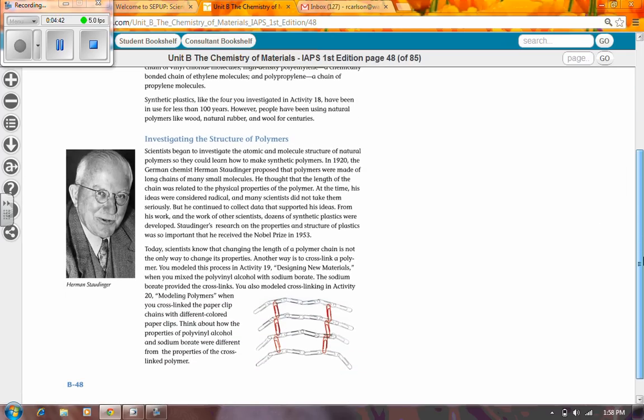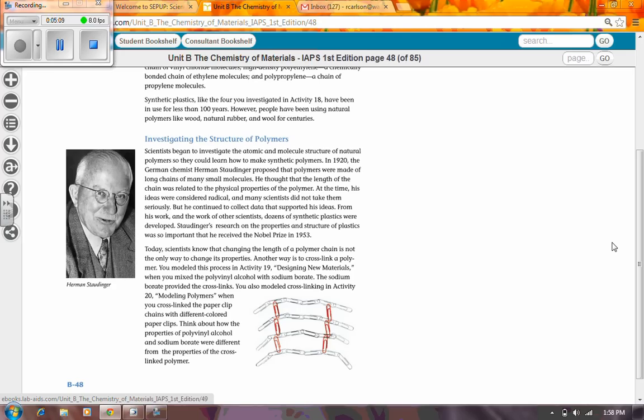And continuing. Investigating the structure of polymers. Scientists began to investigate the atomic and molecular structure of natural polymers so that they could learn how to make synthetic polymers. In 1920, the German scientist Hermann Staudinger proposed that polymers were made of long chains of many small molecules. He thought that the length of the chain was related to the physical properties of the polymer.